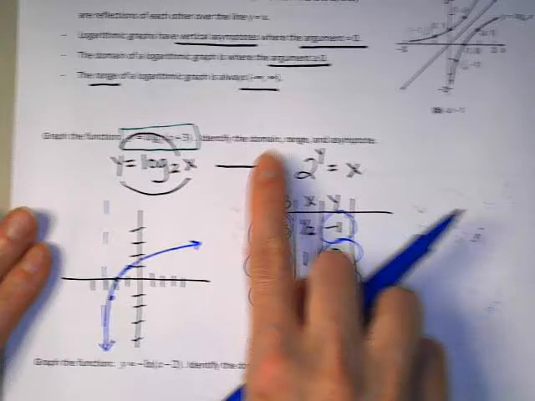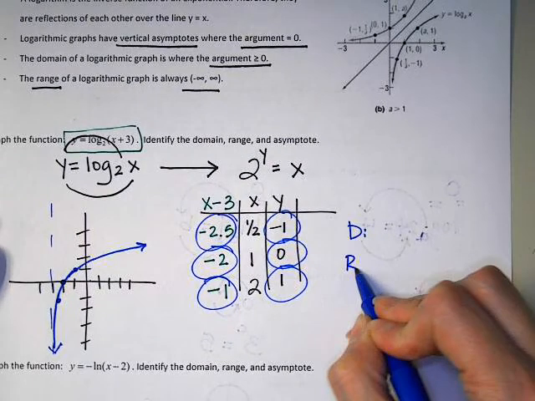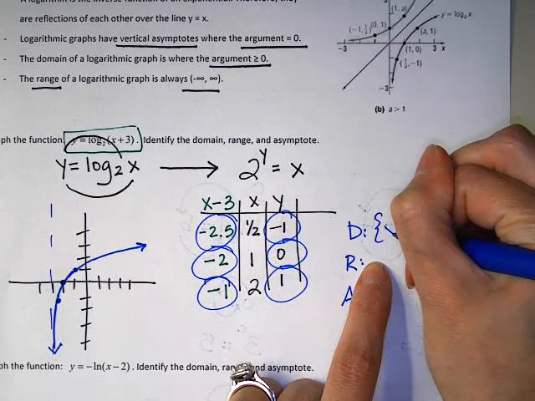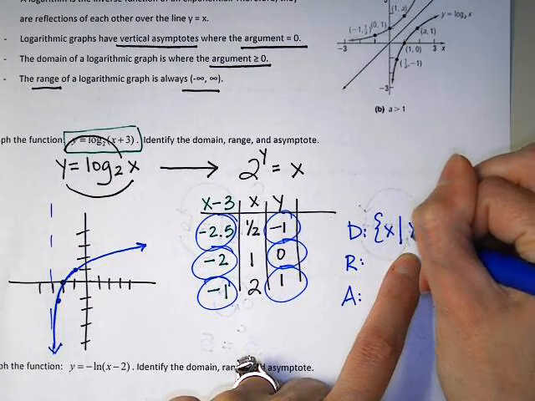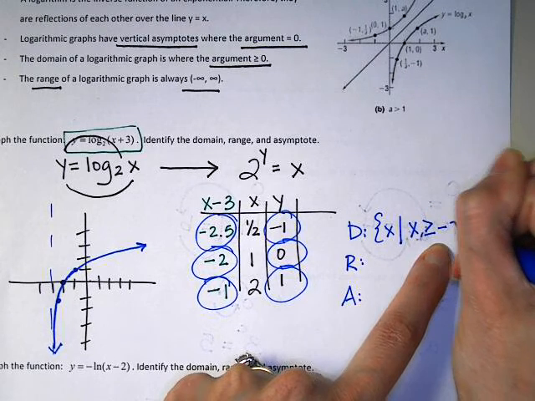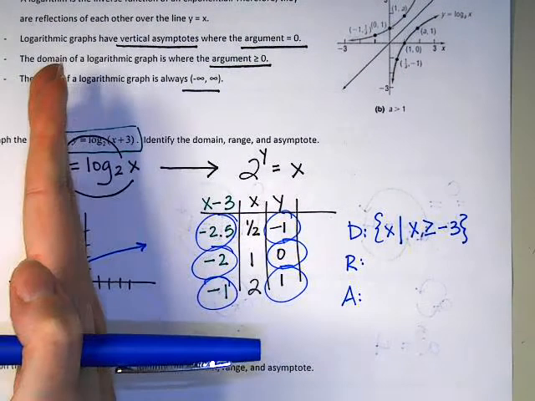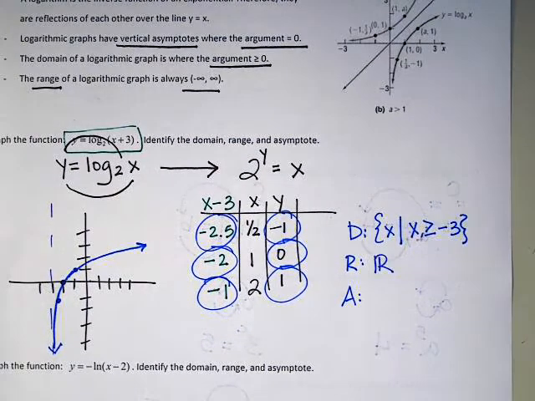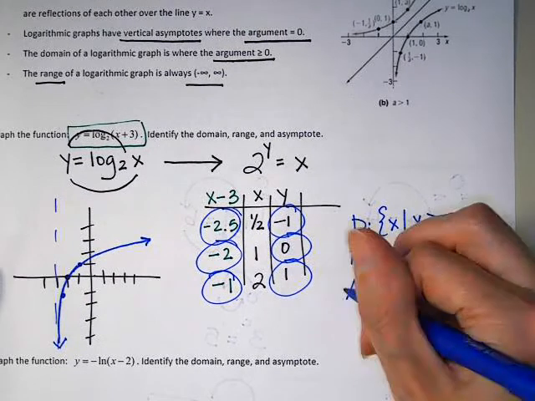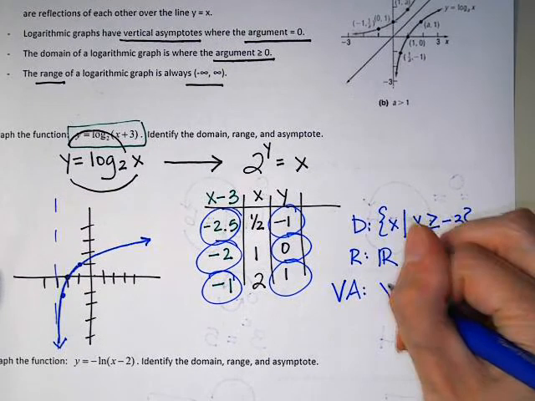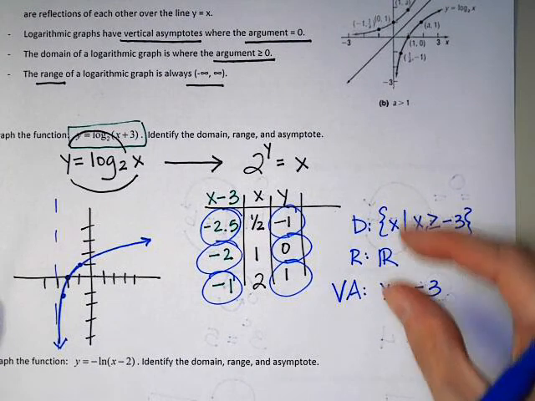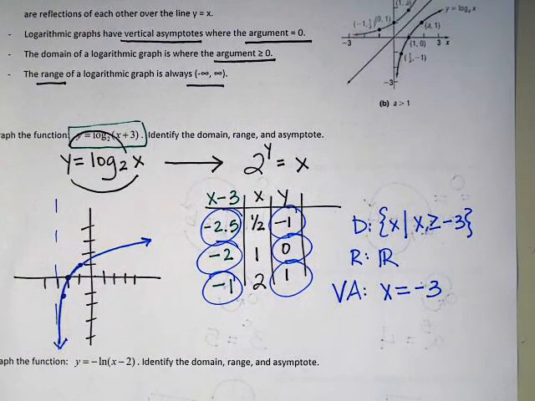All right, we need domain, range, and asymptote. Now for this one, the domain is the set of x's such that x is greater than or equal to -3, because notice the graph is always to the right of -3. The range is always all reals for these. And the vertical asymptote is at x equals -3. So everything's switched now. This time we have vertical asymptotes instead of horizontal.